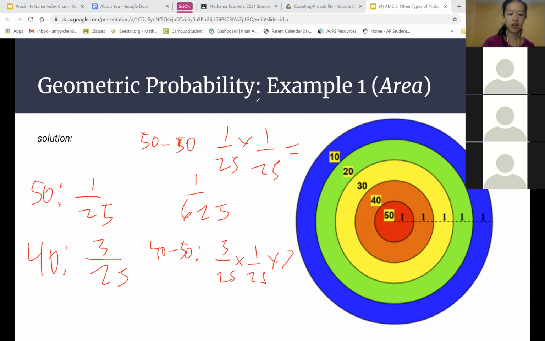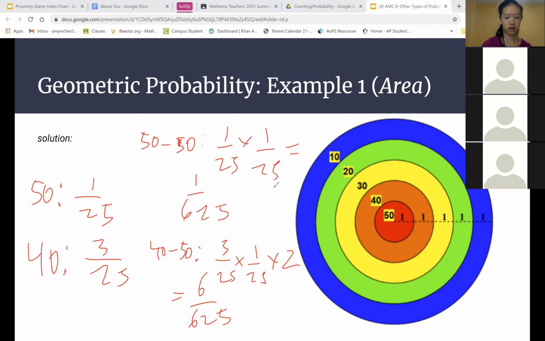And then we would have to multiply by 2. Remember that multiplying by 2 is the same thing as adding up the same thing twice. So we're just saying that it could go either way. So we need to multiply by 2. So that is 6 over 625.